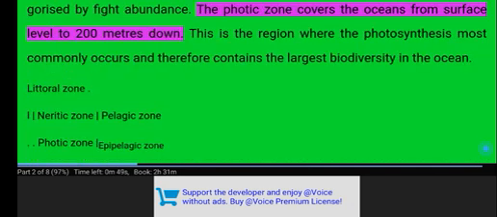The photic zone covers the oceans from surface level to 200 meters down. This is the region where photosynthesis most commonly occurs and therefore contains the largest biodiversity in the ocean.